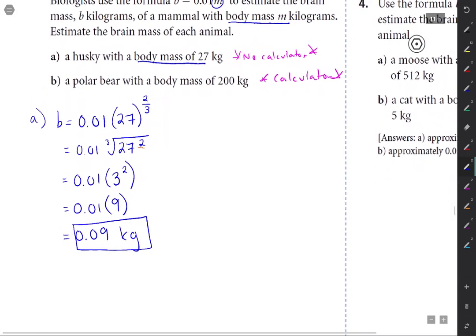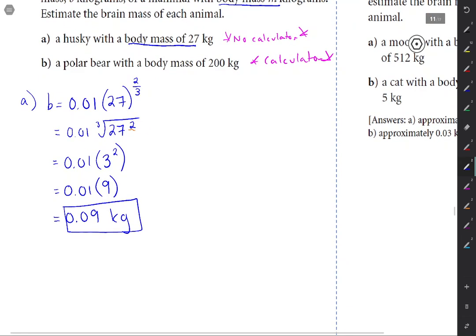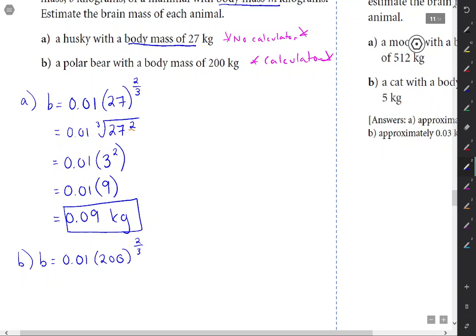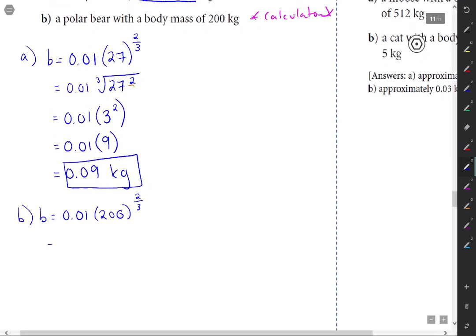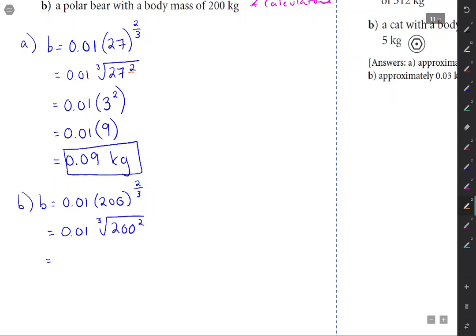So for B, we're now dealing with a polar bear with a body mass of 200 kilograms. So I'm going to write the formula again, but instead of putting m as 27, we're going to put m as 200 to the power of 2 over 3. So again, we're going to follow the same steps, 0.01, and we're going to do the third root of 200 to the power of 2. So I'm going to use my calculator for this one. I'm going to start off by doing 200 squared. So 200 squared is 40,000.